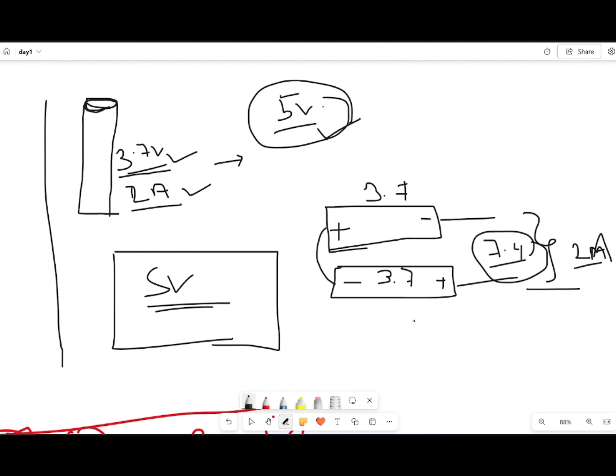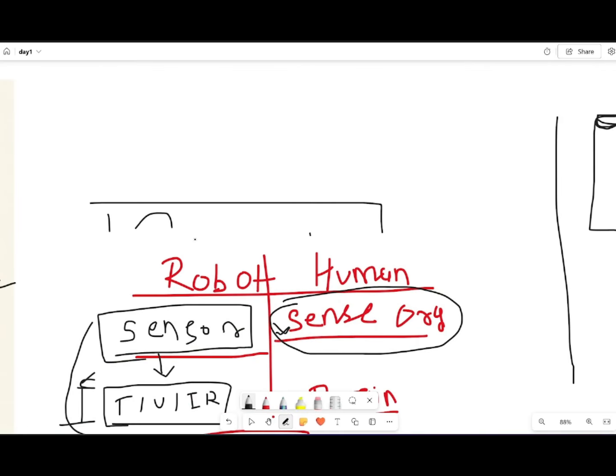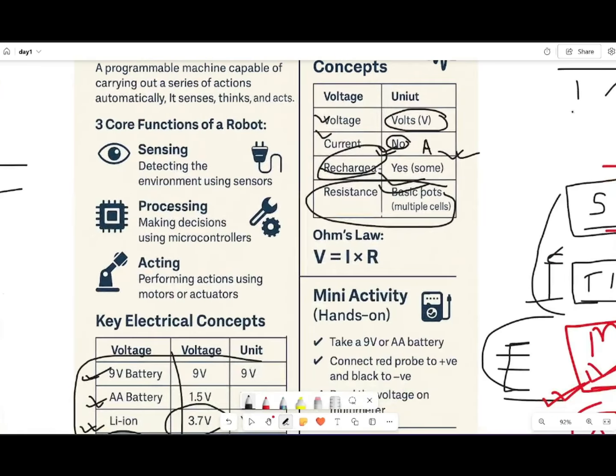We will learn about series and parallel connections and all these things tomorrow. Clear? So today we have covered the basic parts of robots and the core functions of robots, like sensor, processor, and action. And we also have Ohm's law, which we are going to see in the next class. Done.